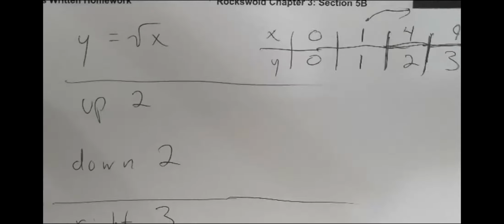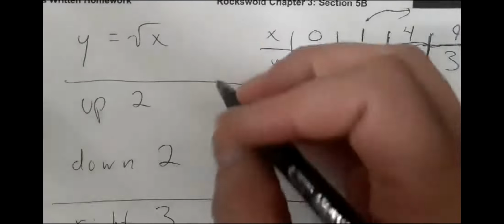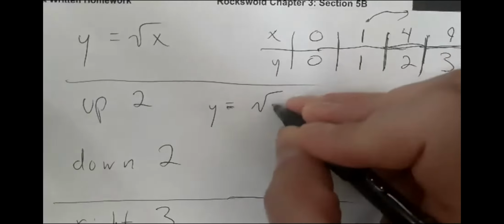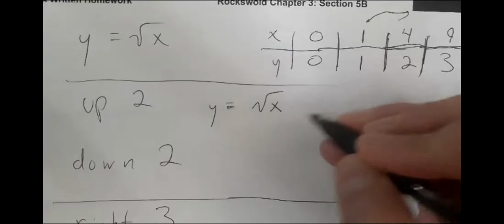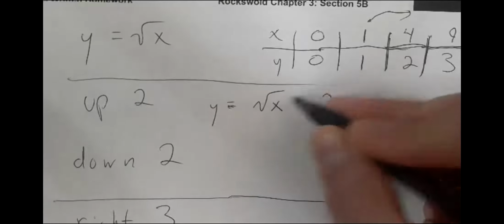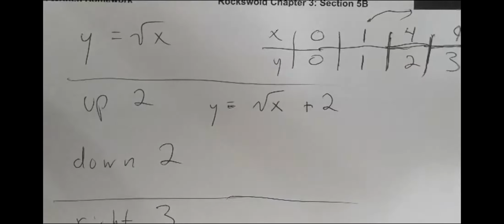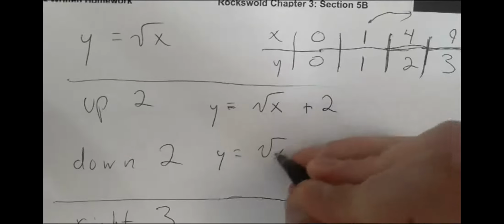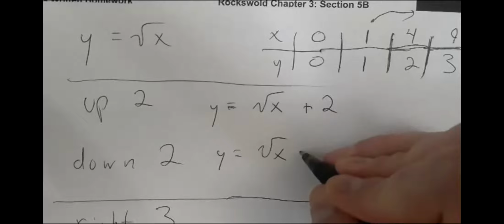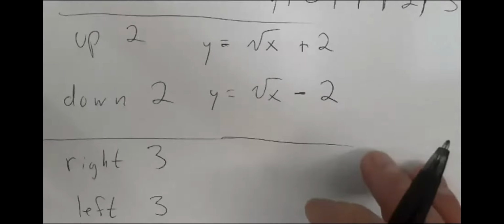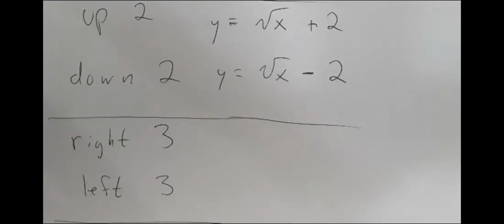So if we want to take this function and move it up 2, what would the equation look like? We take the equation and add 2. Where does the 2 get added? Is it inside or outside? Outside. So definitely make it outside of the square root. Make sure that thing ends. If I want to move it down 2, hopefully this is straightforward. If we know up 2 is plus 2, down 2 is obviously minus 2. So once you get one, the other one should hopefully be straightforward.